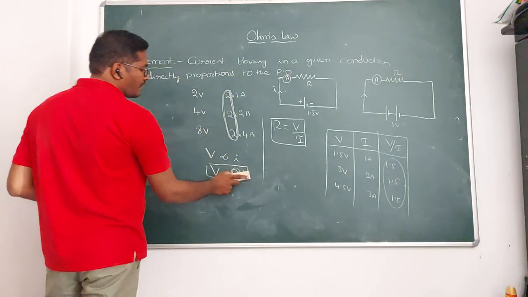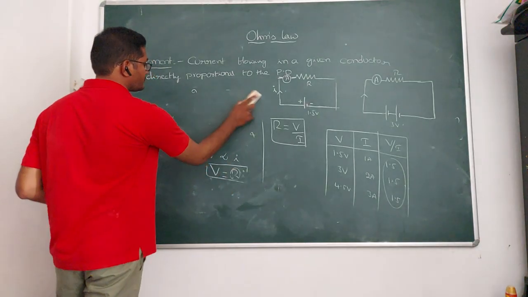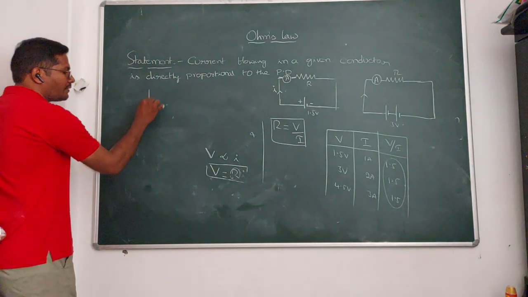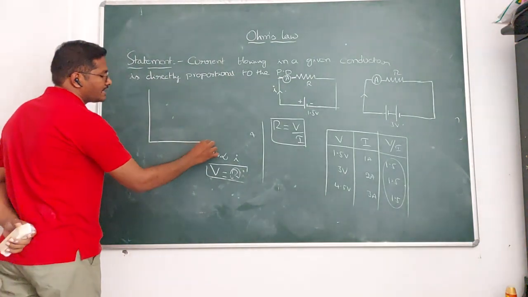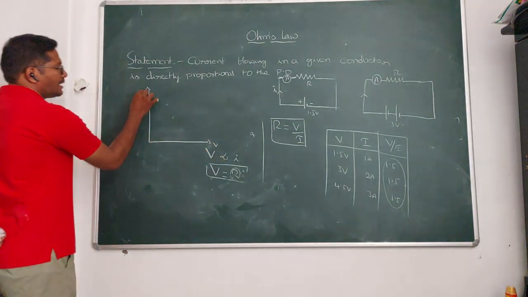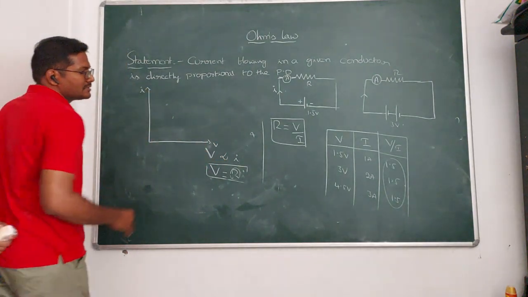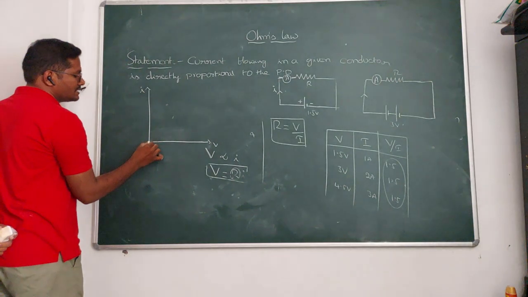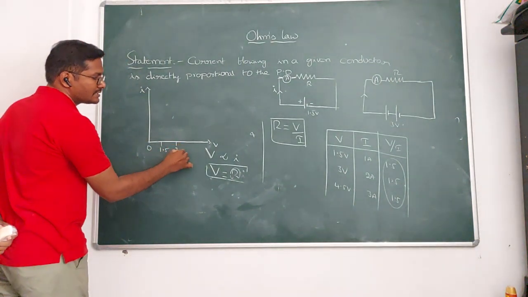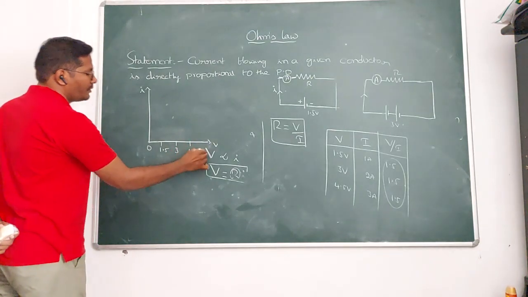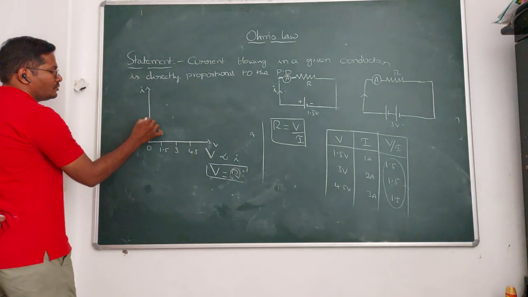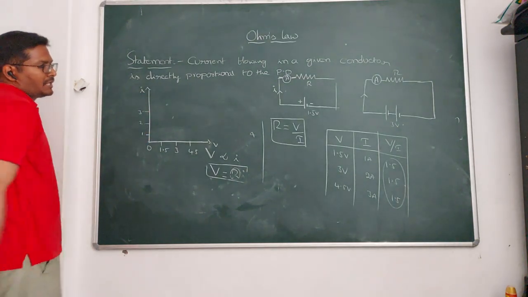If you draw the graph between V and I by taking temperature as constant, by taking V on the x-axis and I on the y-axis, V is changing from 0 to 1.5, 3 and 4.5, and current is changing from 0 to 1, 2 and 3.